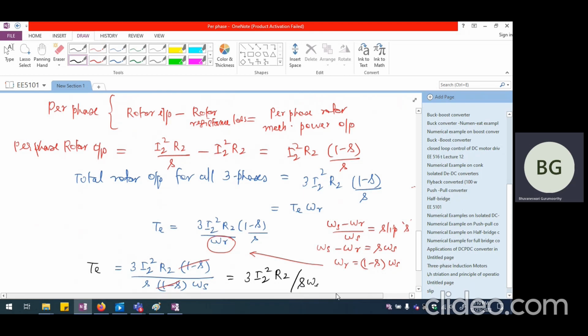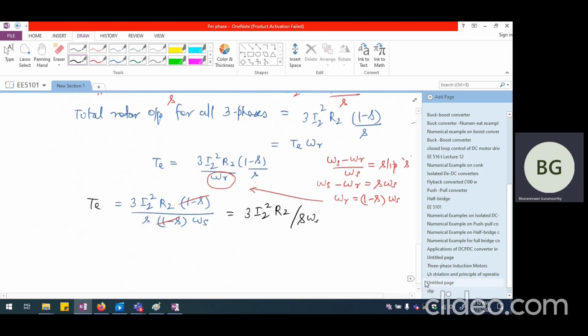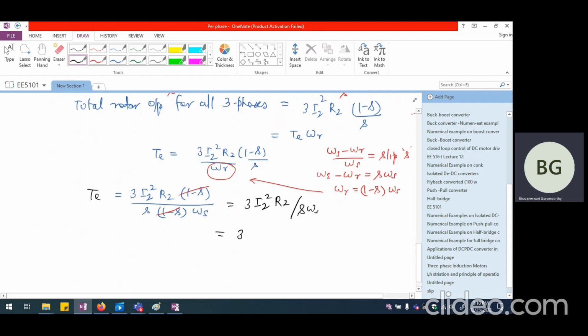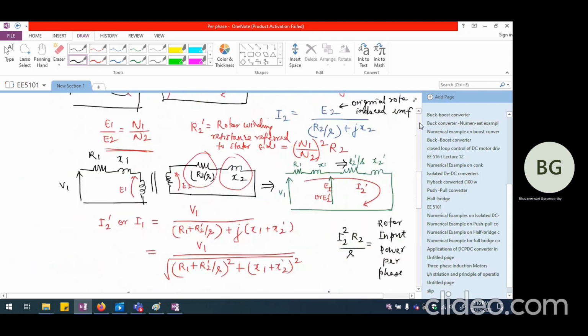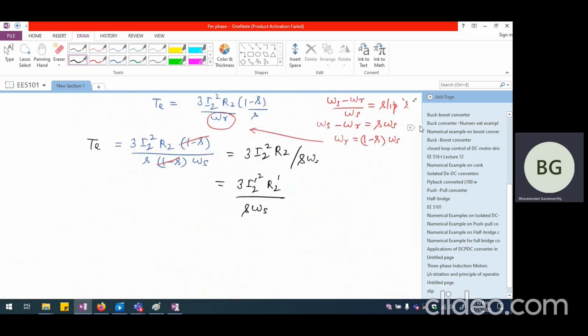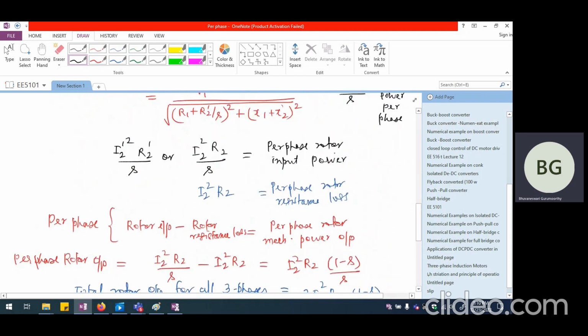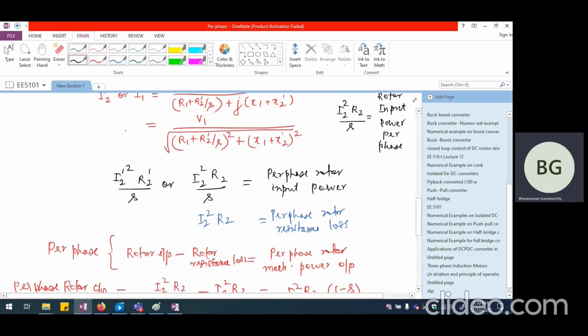So slip really plays a very, very vital role in deciding what is the torque value that is being produced by the induction motor. I already said that I2 square R2 is the same as I2 dash square R2 dash. So I can substitute 3 I2 dash square R2 dash divided by s omega s. We wrote this I2 expression here already. Let me go to that. So this is the I2 expression. If you may recall, we wrote this as the I2 expression. I am going to use this expression.